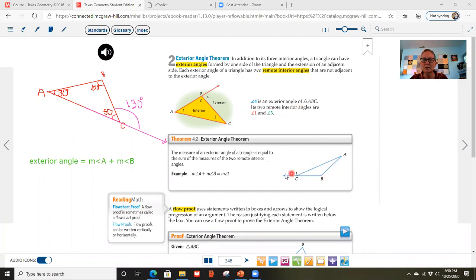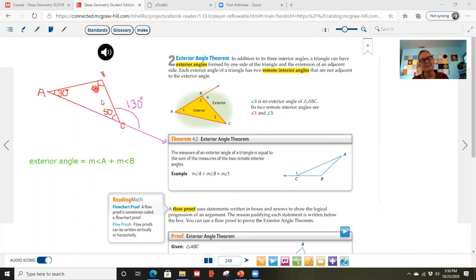In this triangle, they made this side longer, so angle 1 was considered to be the exterior angle, and that measure is going to equal the measure of A plus B. Those were the 2 angles that it's not touching. They're called the remote interior angles.